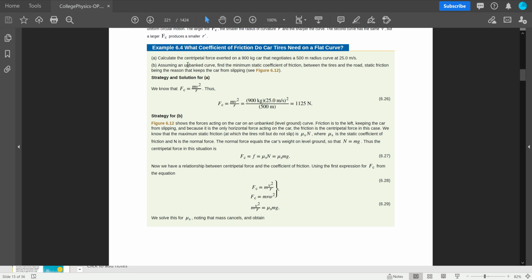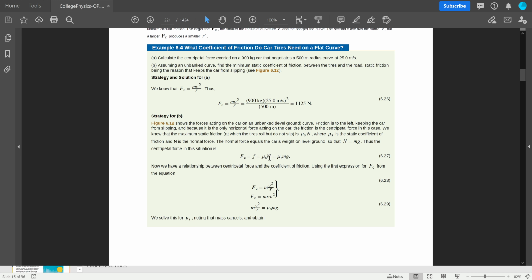So for B, we are assuming an unbanked curve. Find the minimum static coefficient of friction between the tires and the road, static friction being the reason that keeps the car from slipping. So here, 6.12 is the actual figure for it. We know that we have to use our mu s times our normal force, where mu s is the static coefficient of friction. The normal force equals the car's weight, obviously, on the level of ground. So N is mg. Thus, our centripetal force here for friction is just mu s mg.